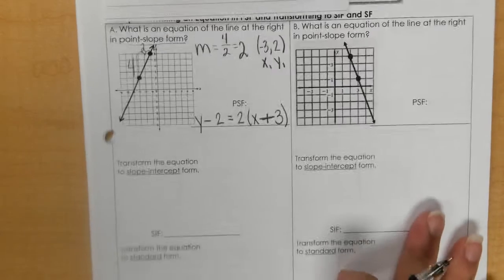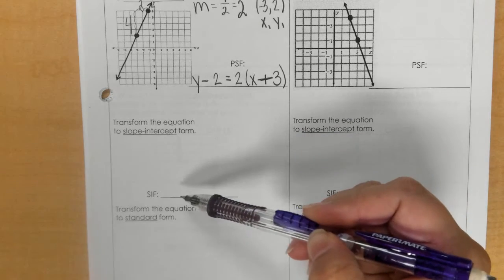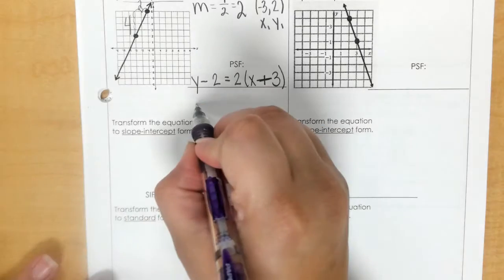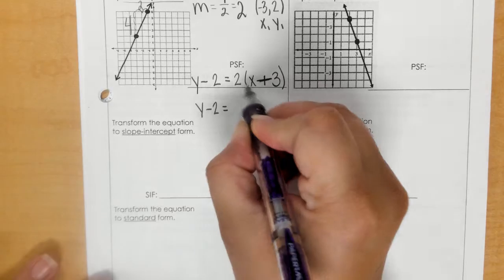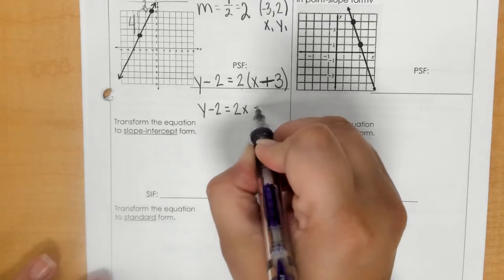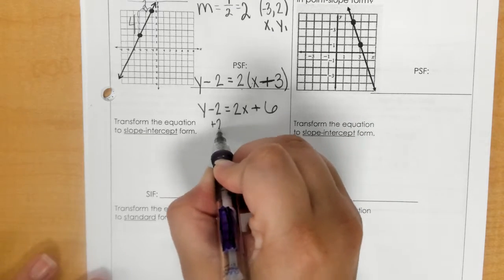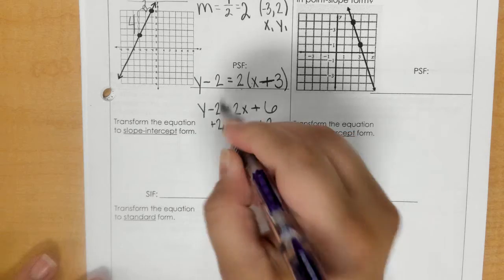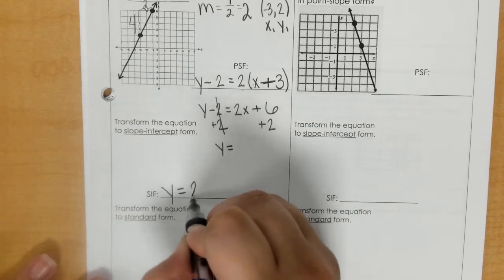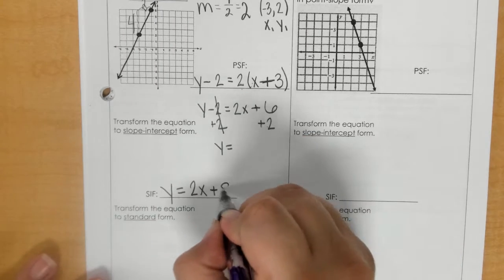All right, now the directions say we want to go from point-slope form to slope-intercept form. So transform to slope-intercept form. And how do we do that? Well, we need to distribute this 2. So 2 times x, 2 times 3. And then to get the y by itself, we're going to add 2 to the other side. So y equals 2x plus, add those, we get 8.